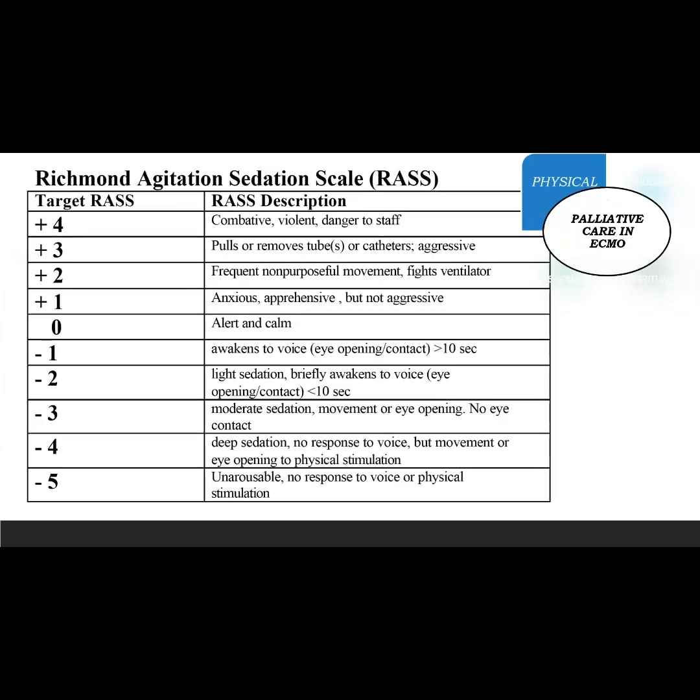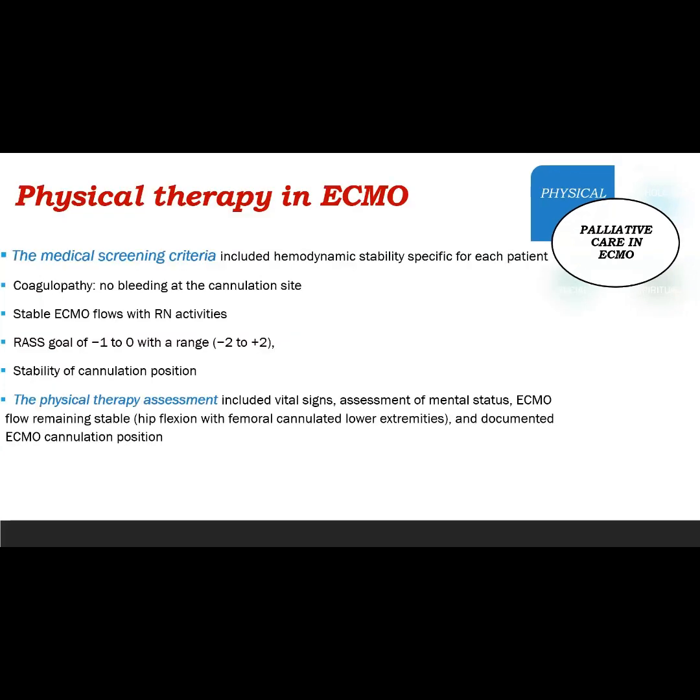RASS is the Richmond Agitation Sedation Scale, usually used to determine delirium in ICU patients. It ranges from minus 2 to plus 2, from light sedation to alert. The patient should be awake and alert for the physical therapy to happen, and the cannula position should be stable.